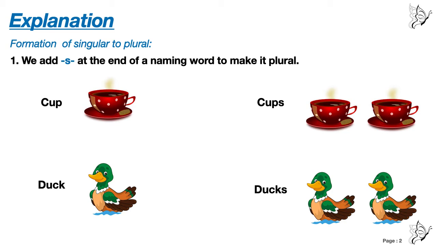Cup and duck are singular on the left hand side, and on the right hand side what do we have? Cups and ducks. So what is rule number 1? We have to add s at the end of a naming word. What was the naming word here? Cup. So at the end what are we adding? S to make it cups.